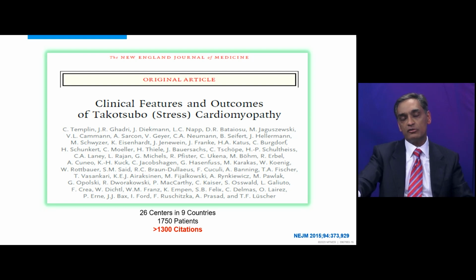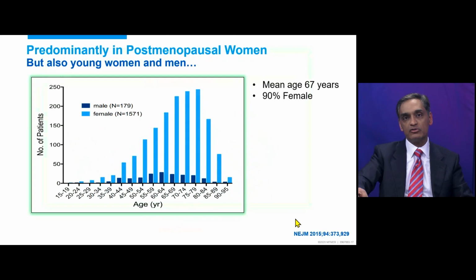So based on our initial publications and experience, we were approached by colleagues from Switzerland who wanted to set up an international database, the so-called INTERTAK registry that you may be familiar with. This was 26 centers, 9 countries, and we were one of the 2 or 3 centers in the United States. This was the landmark paper they published a few years later with just over 1,750 patients, and this has now become the most cited paper on this topic.